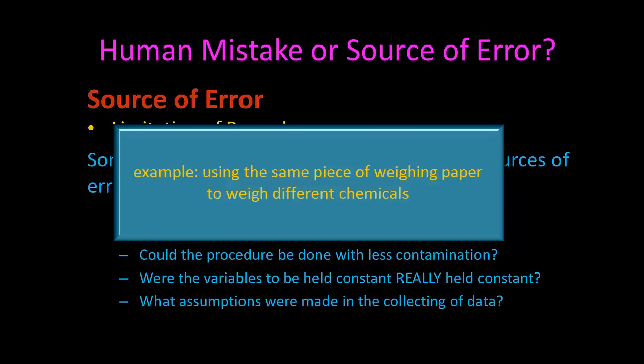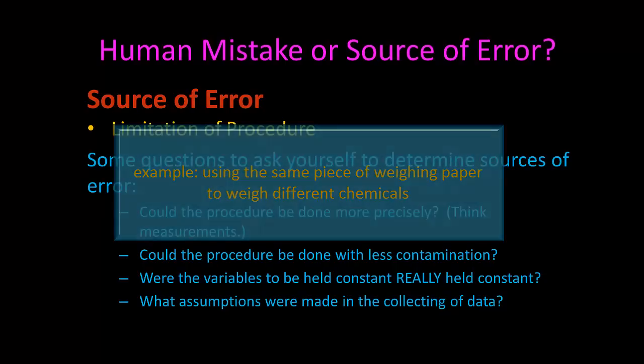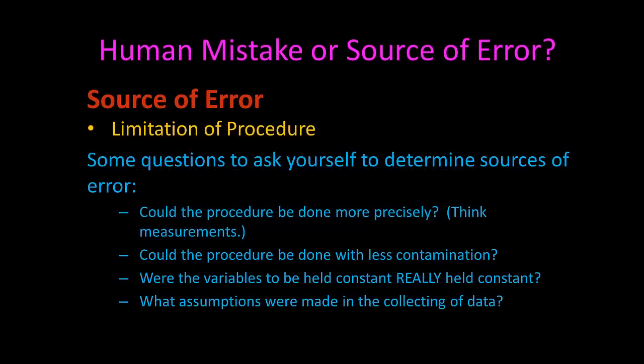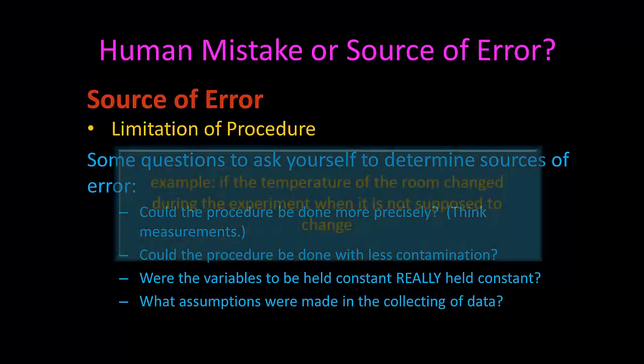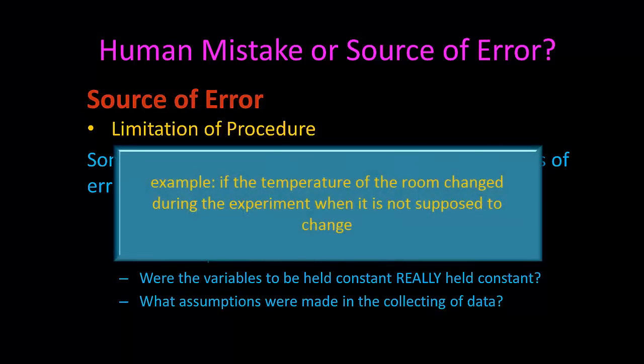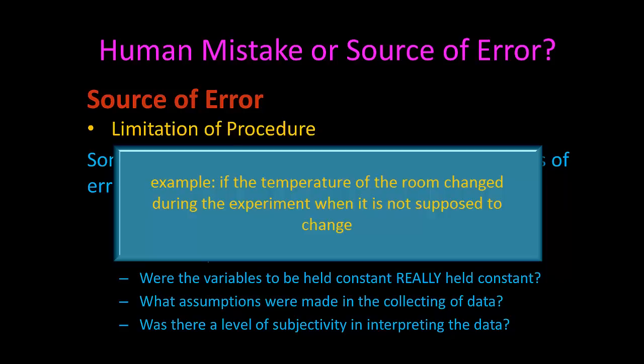So what assumptions were made in the collecting of data? Did you assume that the room temperature was constant throughout the experiment? Or did you assume the room temperature would not affect the data? Assumptions that are made could be sources of error if they affect the dependent variable. Was there a level of subjectivity in interpreting the data? In other words, did you have to estimate any of your results?